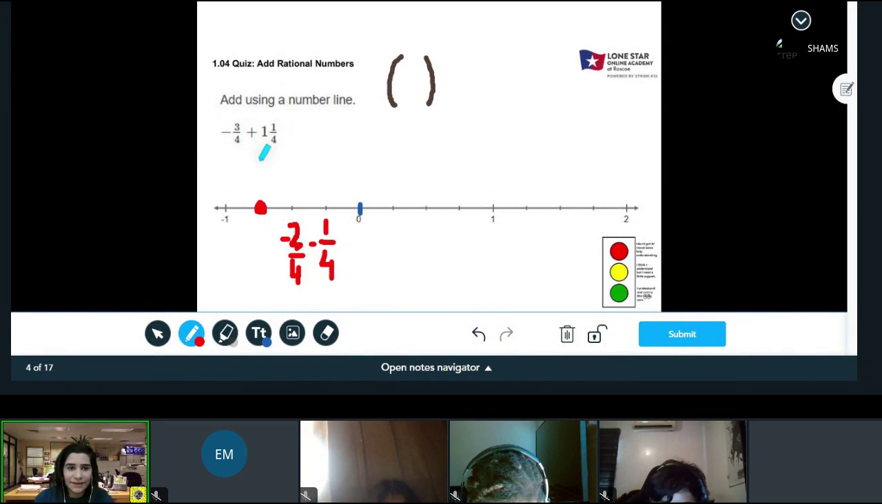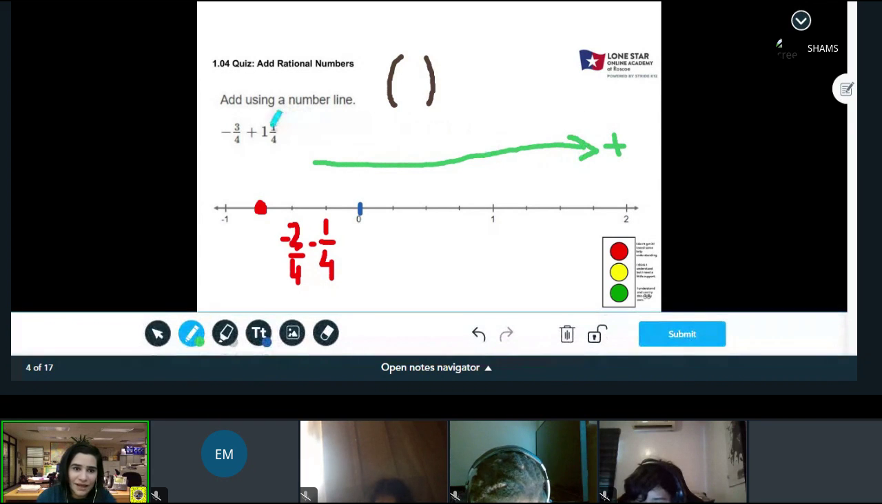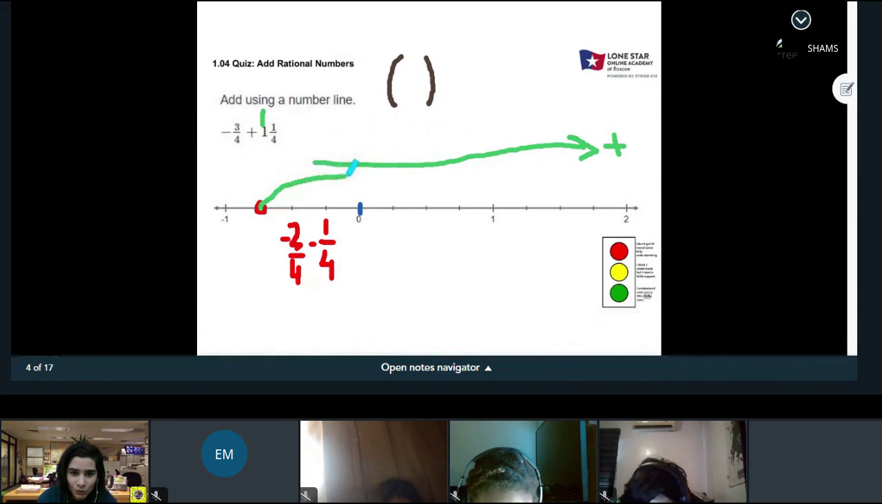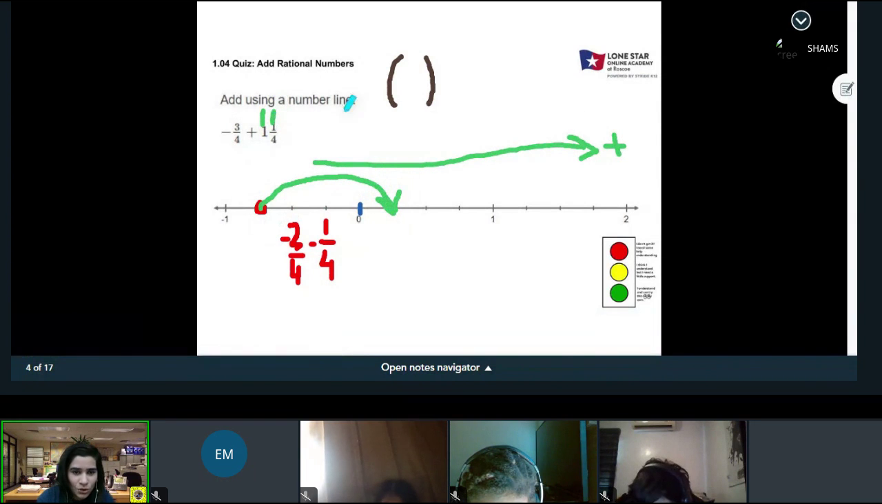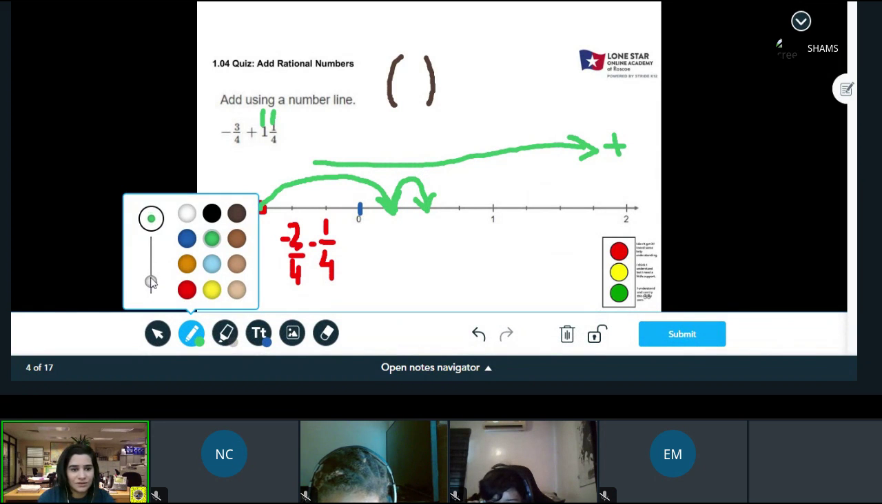Then I want to add 1 whole and 1/4. When I want to add, I will hop to the right. Anytime we want to add a positive number, we will hop to the right. I will add the 1 first. See how I'm going to add the 1. I'm going to hop 4. And that means I added 1. Then I'm going to also add 1/4. 1/4 is just that one more hop.